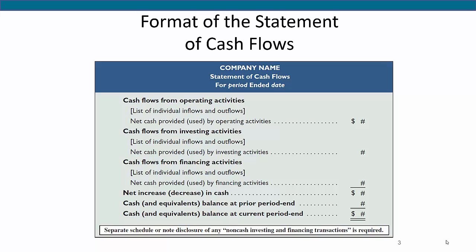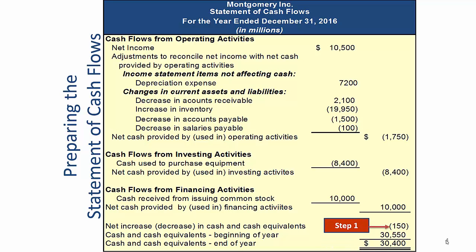There is also a cash reconciliation at the bottom of the statement that reconciles the change in cash with the company's beginning and ending cash balances. The ending cash balance on the statement of cash flows should always equal the cash balance on the balance sheet. And here we see a statement of cash flows prepared using the indirect method of reconciling net income to cash flows from operating activities. We will be covering this method in our next video.